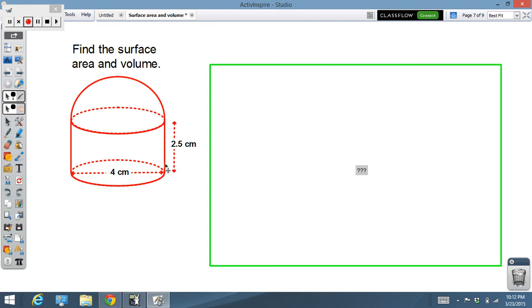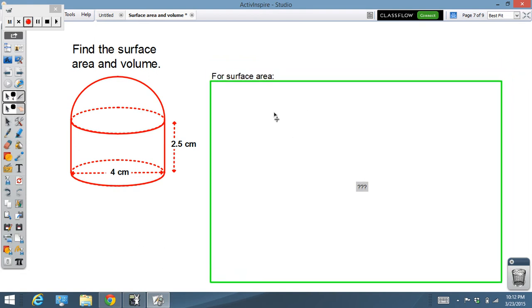Okay, one more problem. Let's find the surface area and volume of this composite figure. I've got a cylinder and I've got a hemisphere. So, pause it, give it a try on your own. Here comes our answer for surface area.